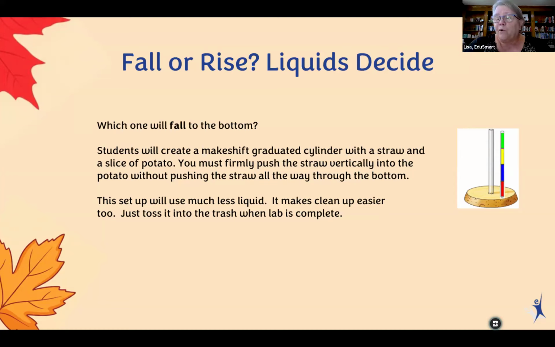You can also put more than 1 straw in each slice, so that it limits how many potatoes you would have to do. You don't need 1 potato per straw. You just move over and find a different spot to put the straw in, and then they will add the liquids by using a dropping pipette. Has anyone ever tried to do a graduated cylinder like this?